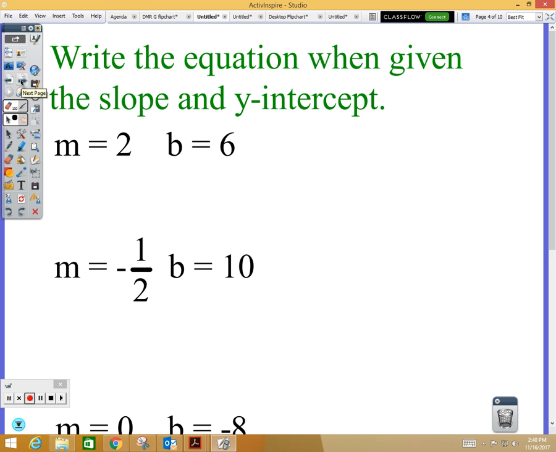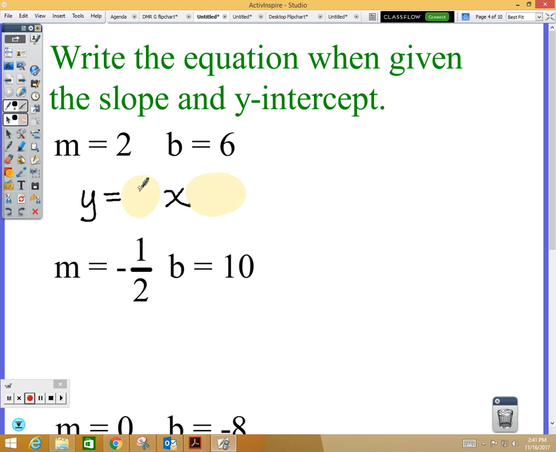Okay, now we're going to do the exact opposite of what we just did. I'm going to give you the slope and the y-intercept, and we are going to write the equation. Okay? Now, on all of these equations, we know that y equals blank x blank. So we're just filling in these blanks here. All of them are going to be y equals blank x blank. So you just have to figure out which one goes where.